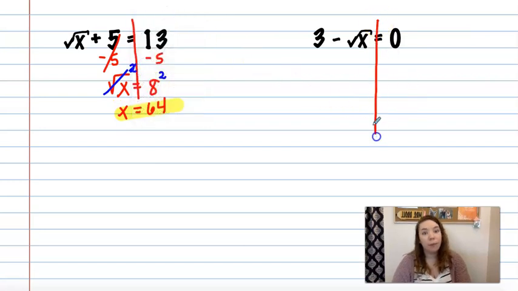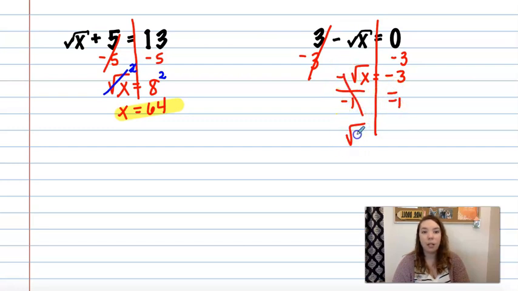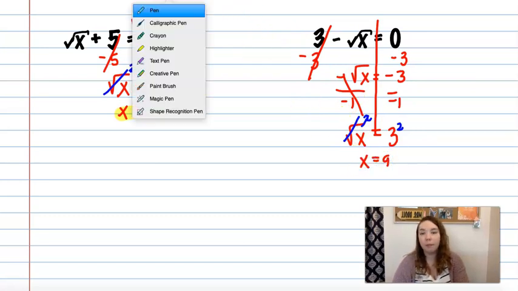So let's do another. On this one, since 3 is positive, I'm actually going to subtract 3 from both sides. So I have negative square root of x equals negative 3. And then to get rid of this negative, I'm going to divide by negative 1 on both sides, so I'm isolating that square root. Negative 3 divided by negative 1 is a positive 3. And then my last step to get rid of this square root is to square both sides. So x equals 9 in this case.